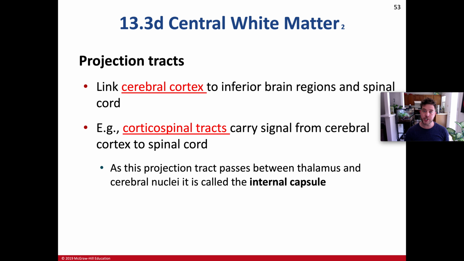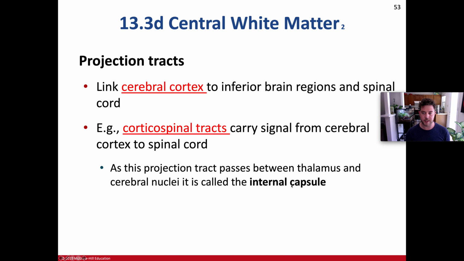You have projection tracts, which link the cerebral cortex to the inferior brain regions, the brainstem, and the spinal cord. You probably have heard of your corticospinal tract, which is carrying signals from the cerebral cortex to the spinal cord. Remember, the signals originate in the cortex and the gray matter. They're transported by the white matter. As this projection tract passes between the thalamus and the cerebral nuclei, it's called the internal capsule.